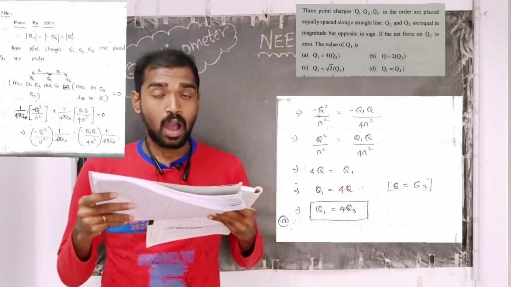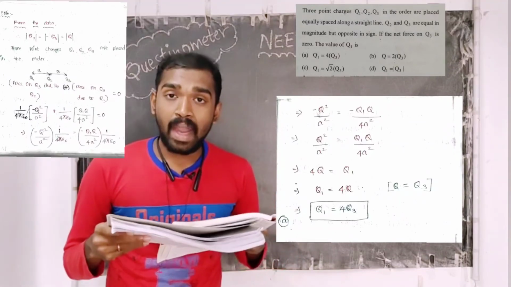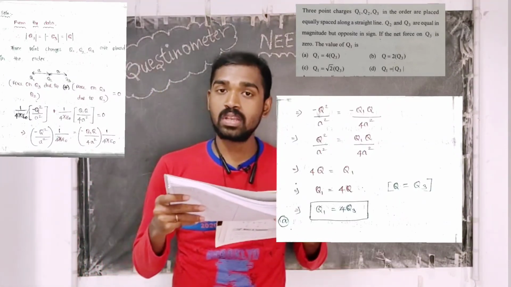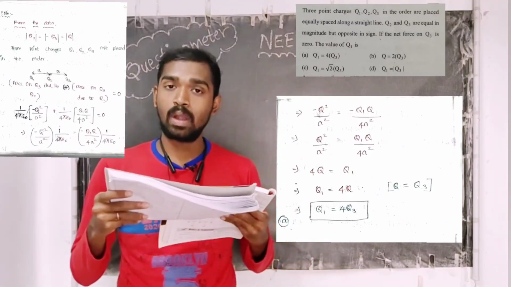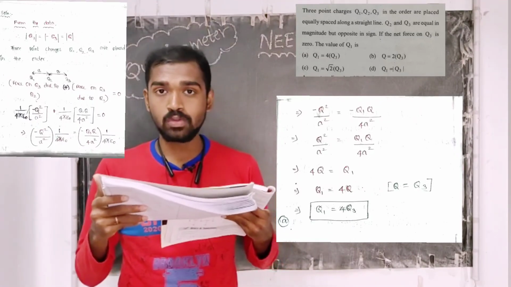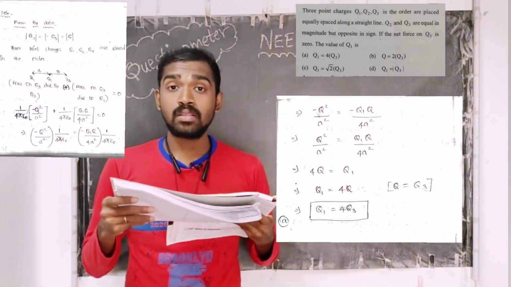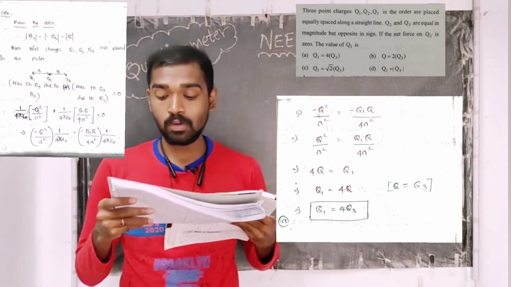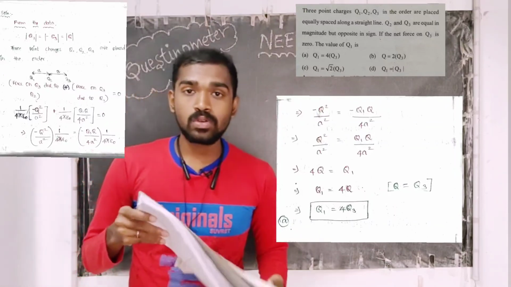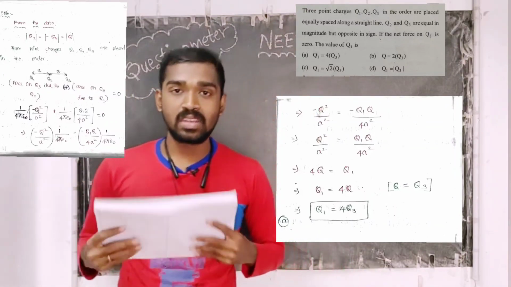How is it possible? Because we have already mentioned that the magnitudes of Q2 and Q3 are equal to Q, equal in magnitude. So we can replace Q as Q3. Opposite in direction is another case, but equal in magnitude is the foremost important case. So Q1 equal to 4Q3 is the right option, and it is nothing but option A.